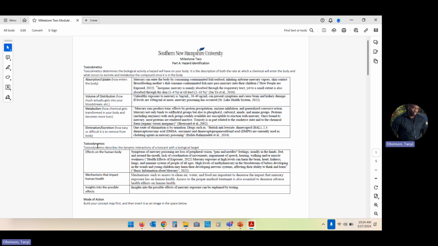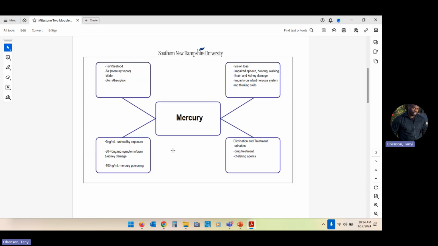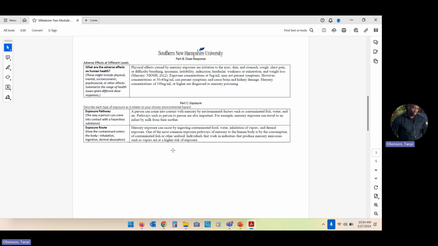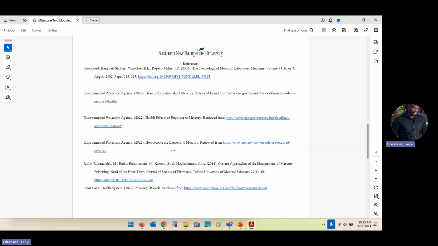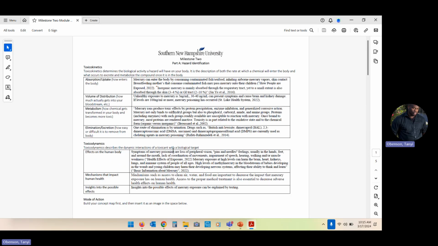Then we go into toxicodynamics, the effects on the human body and mechanisms that affect human health, the insights into possible effects. Then you're going to do a mode of action, which is like a little linking diagram, you can call it, between your chosen hazard. And then we're going to be looking at exposure pathways, exposure routes, adverse effects on humans. And then, of course, you need to include a reference page.